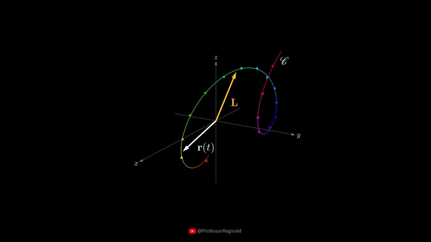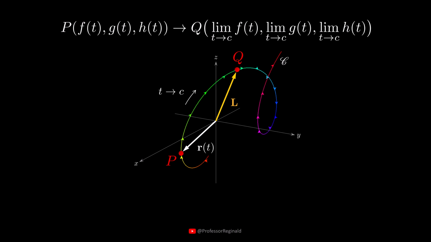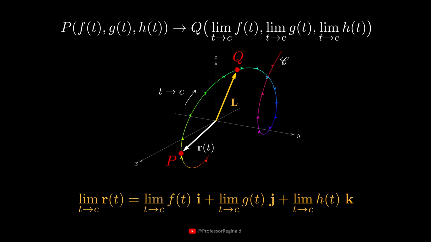Now, instead of focusing on the position vectors, suppose we give our attention to the terminal points of the position vectors. Let P be the terminal point of r of t, while Q be the terminal point of vector L. As the parameter t approaches a number c, point P approaches point Q, which means the coordinates of point P approach the coordinates of point Q. This means that the limit of a vector-valued function can be calculated by taking the limit of each component function, provided these limits exist.